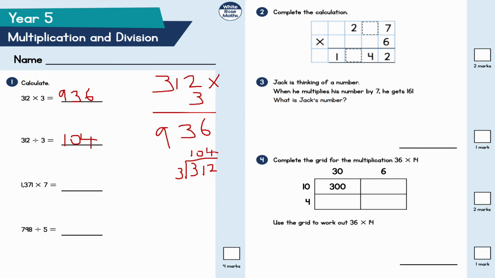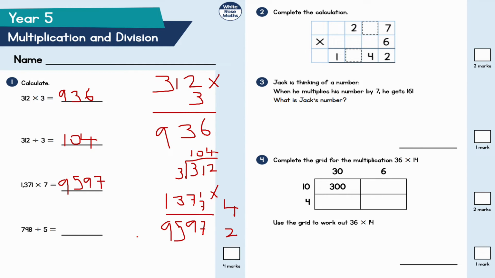The next one I'm multiplying again, so column multiplication. 1 times 7 is 7. 7 sevens are 49, so 9 carry the 4. 7 threes are 21, plus the 4 is 25. 7 ones are 7, plus the 2 is 9. So 9, 5, 9, 7.